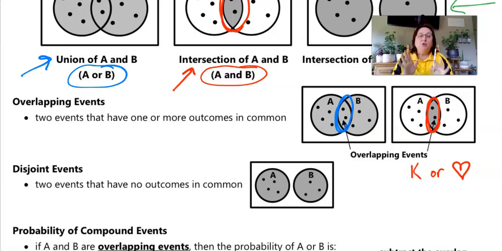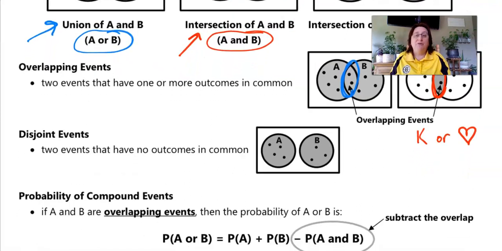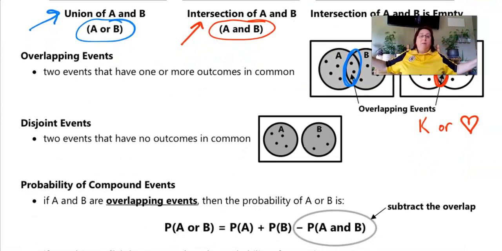When two events have one or more outcomes in common, that means they overlap. Disjoint events are where there are no common outcomes. That would be like me saying, let's draw a king and a 4 out of the deck. A king can't be a 4, and a 4 can't be a king. Those are two independent things, aren't they? There's no overlap. They can't be the same.